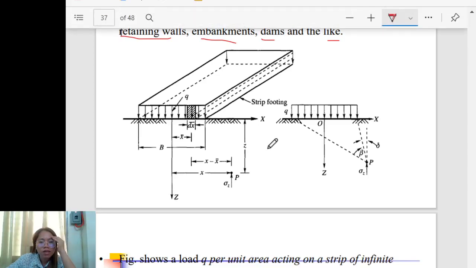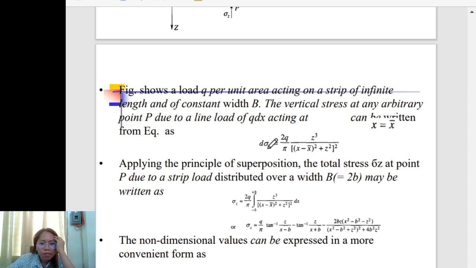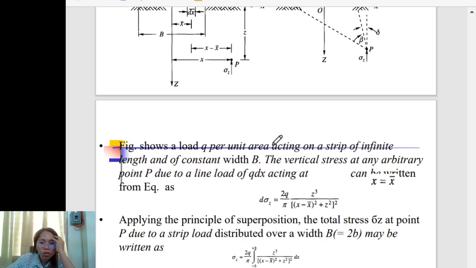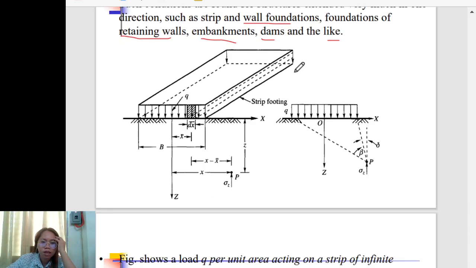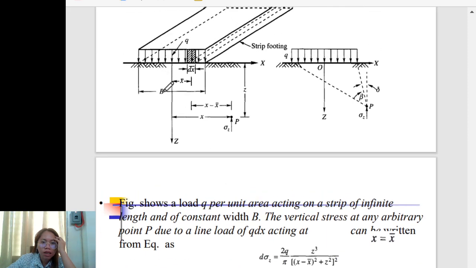So let's proceed now. The figure shows a load Q per unit area acting on a strip of infinite length, no? So this is the infinite length. We don't know what the length is. Say, no? Strip footing, and of constant width B, no?